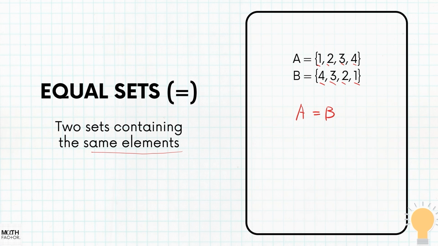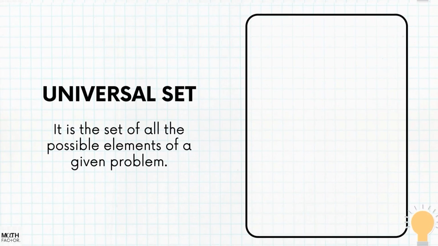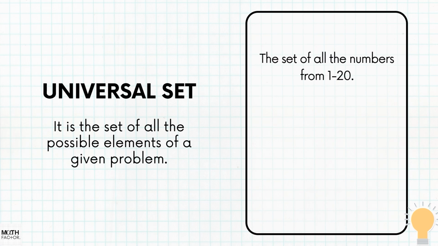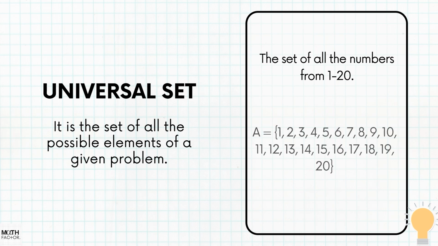Next is the universal set. It is the set of all the possible elements of a given problem. So suppose the problem states the set of all numbers from 1 to 20. The roster notation for this problem will go as follows. So this is a universal set.